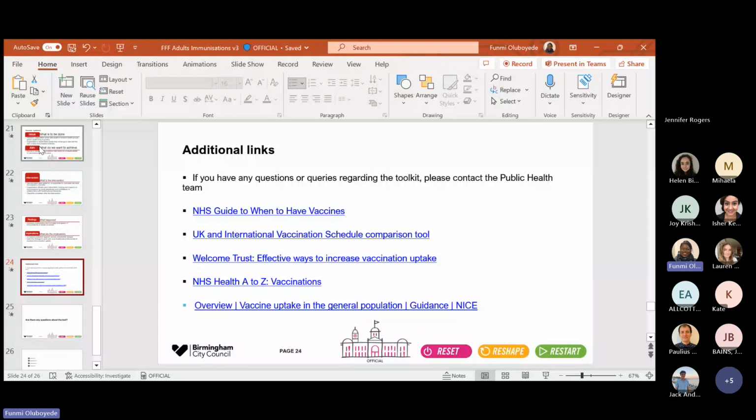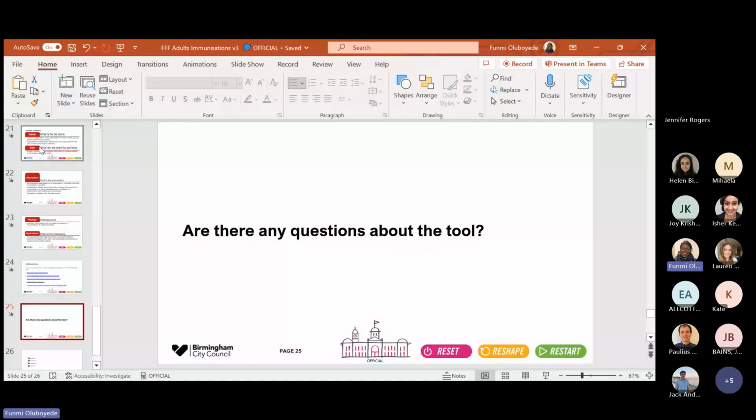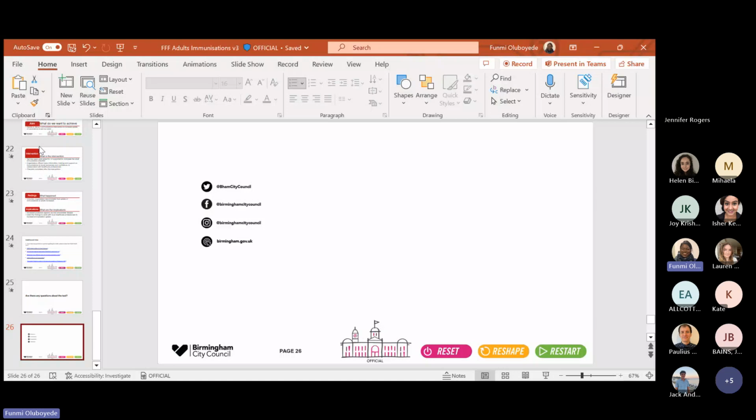So if you have any questions regarding the toolkit, please do contact the public health team, or specifically my team, the health protection team, and we'll be happy to support. And then you also have a link of all these other useful links that you can refer to. I'm going to stop sharing my screen. I'm very happy to take any questions.